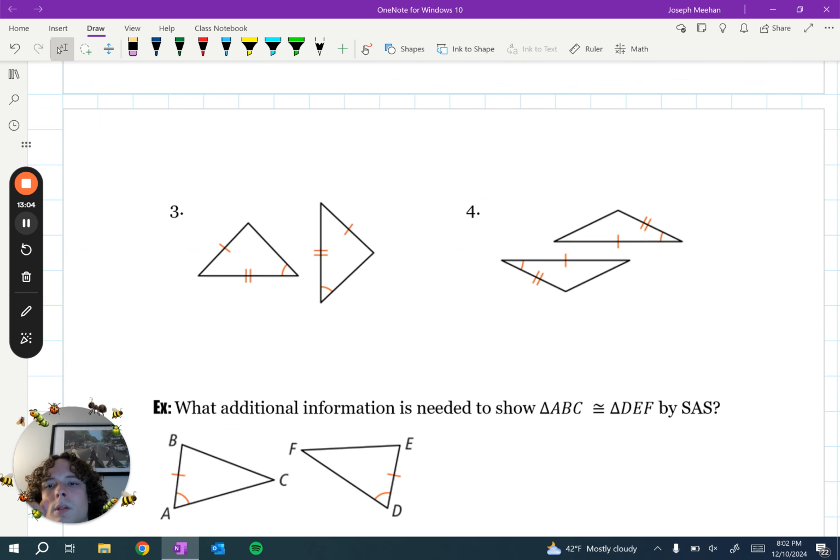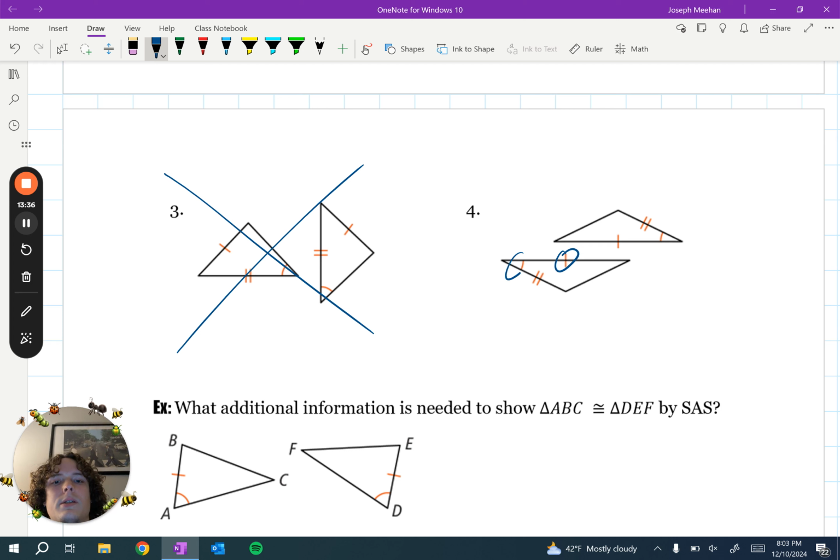Let's look at number 3. Let's see what order we go in. Here you may be thinking, oh, we have a side, an angle, and a side, an angle, and a side. But the important part to remember is that in side, angle, side, the angle always has to be in between the sides that we have that are congruent. So in order to use side, angle, side, we would need this angle congruent to this angle. And is that true? No. So these are not congruent.